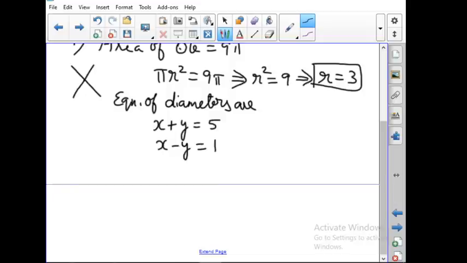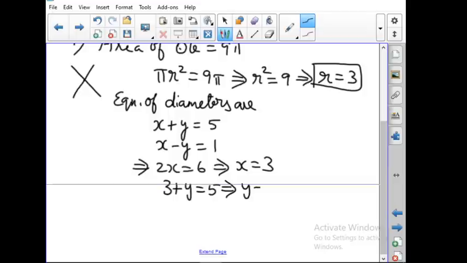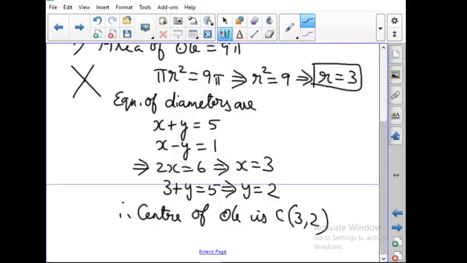Solving these two, 2x is equal to 6, which implies x is equal to 3. Substituting x is equal to 3 here, 3 plus y is equal to 5, which implies y is equal to 2. When the two diameters intersect at a point, that point is considered to be the center. Therefore, the center of the circle C is (3, 2).